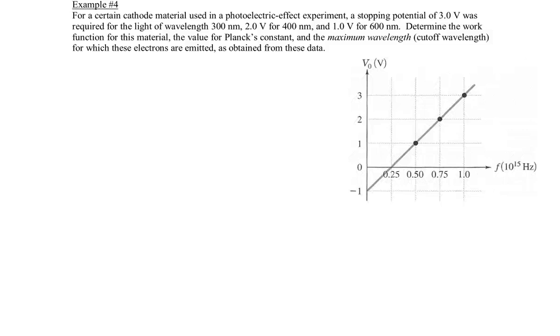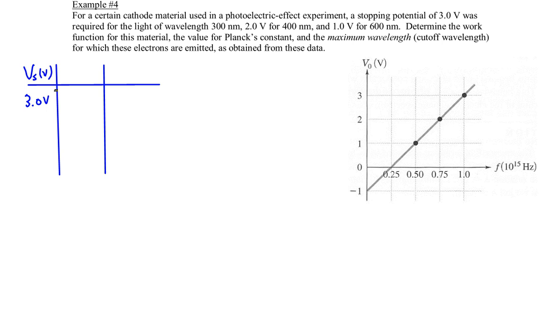Welcome to example 4. We have a certain cathode metal used in a photoelectric experiment, and we're given various points in here. 3 volts for 300 nanometers, so that's the stopping potential. So let's actually just make a table here first. Over here I'll put the stopping potential V sub S in volts, and we have 3 volts here.